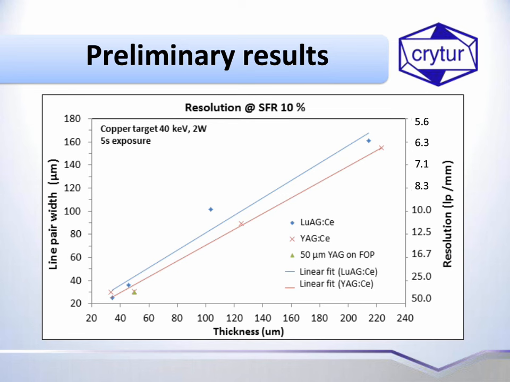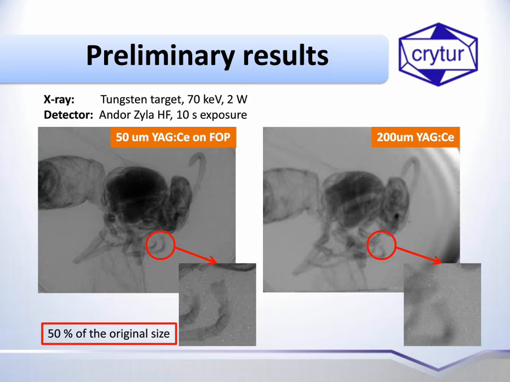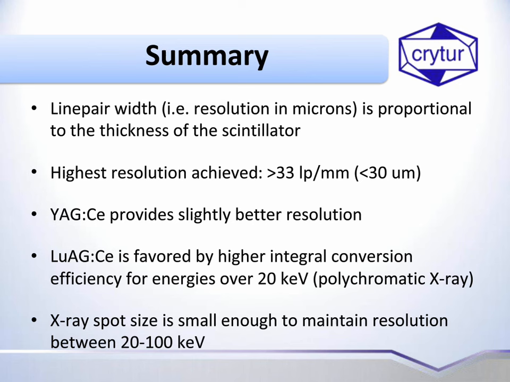But we actually have to confirm that we use polychromatic radiation, so it means that it's absorbed in different thicknesses. By this, LuAG is actually favored by higher integral conversion efficiency for energies over 20 keV, which is due to the polychromatic X-ray source. Thus, you will have a higher signal on the image. And also, we actually confirmed that the X-ray spot is small enough to maintain resolution between 20 to 100 keV.